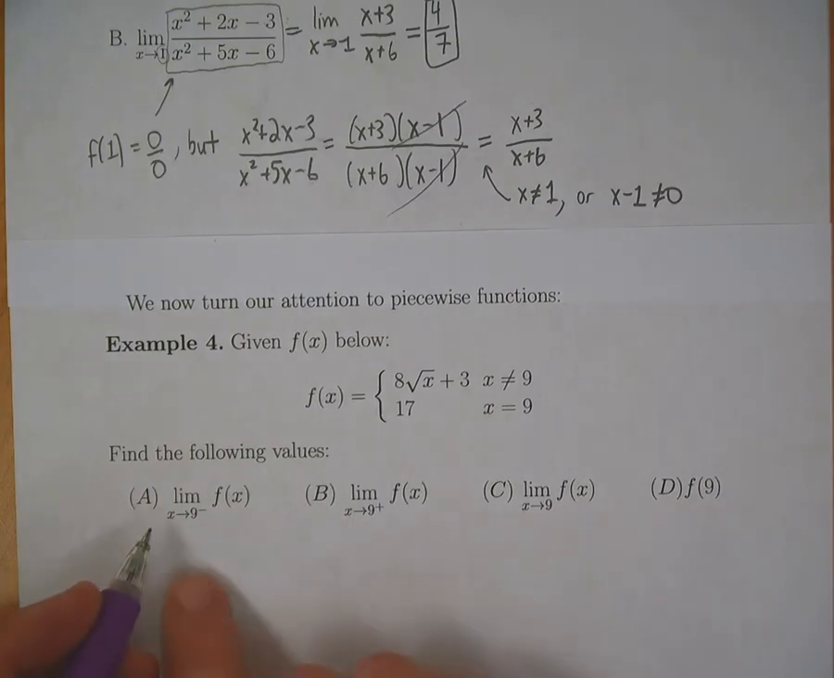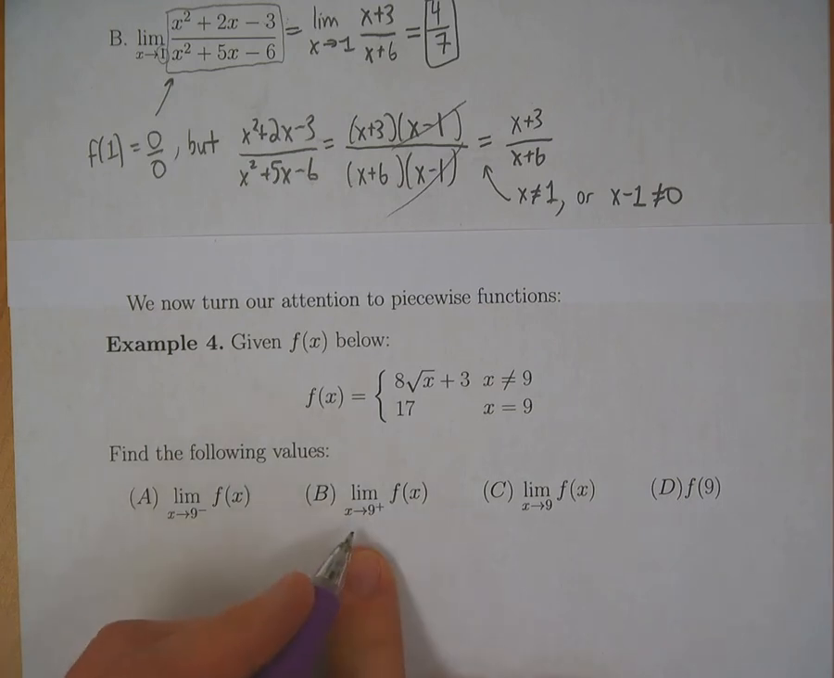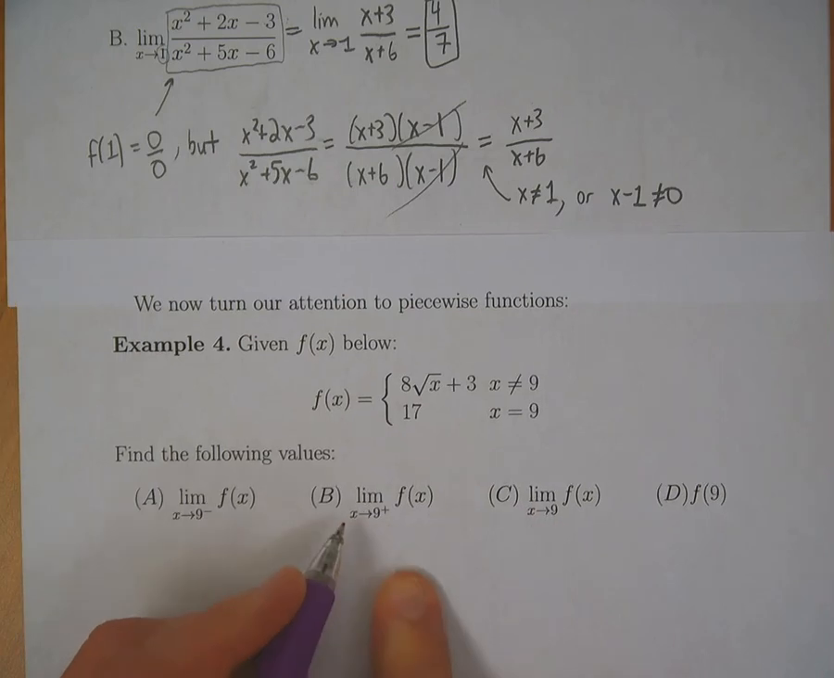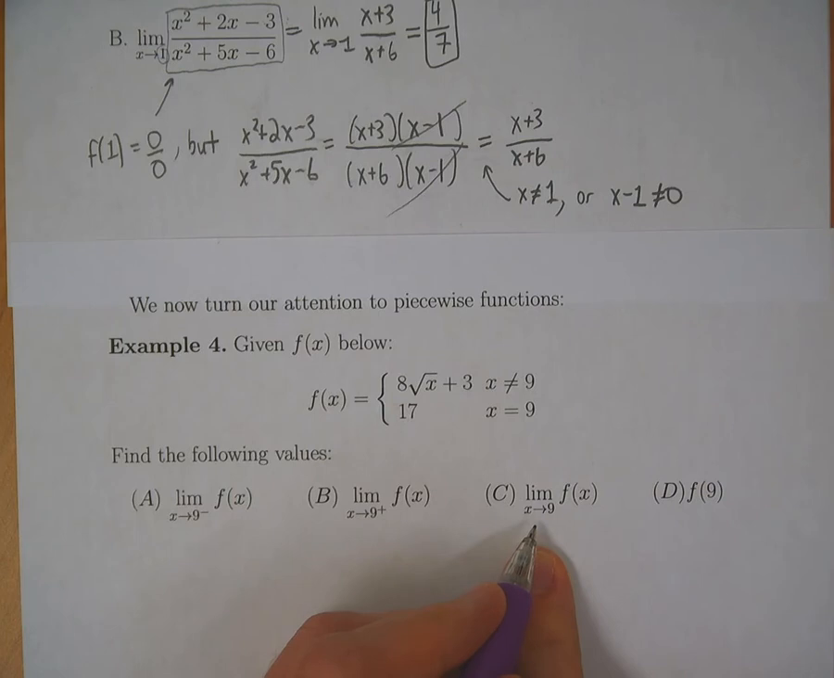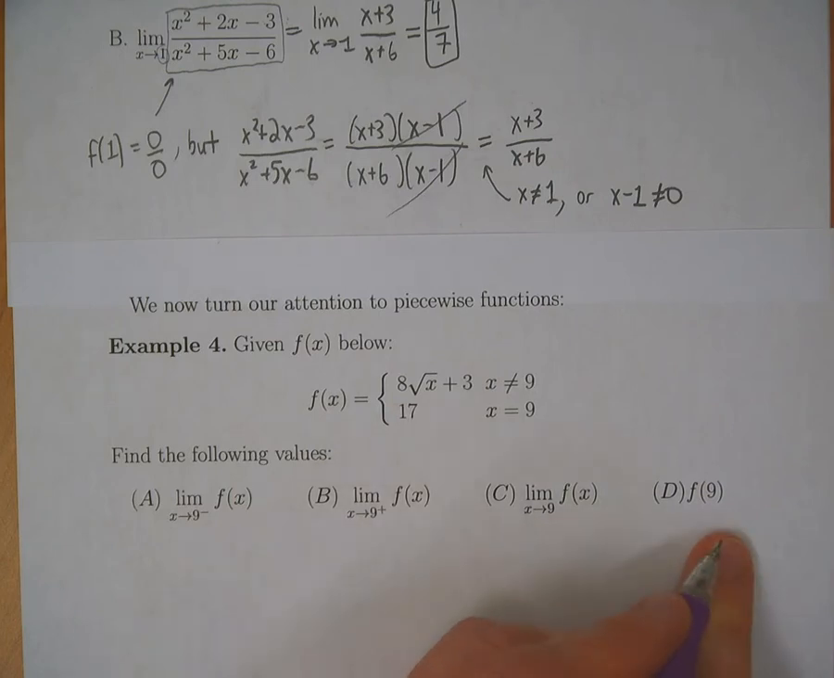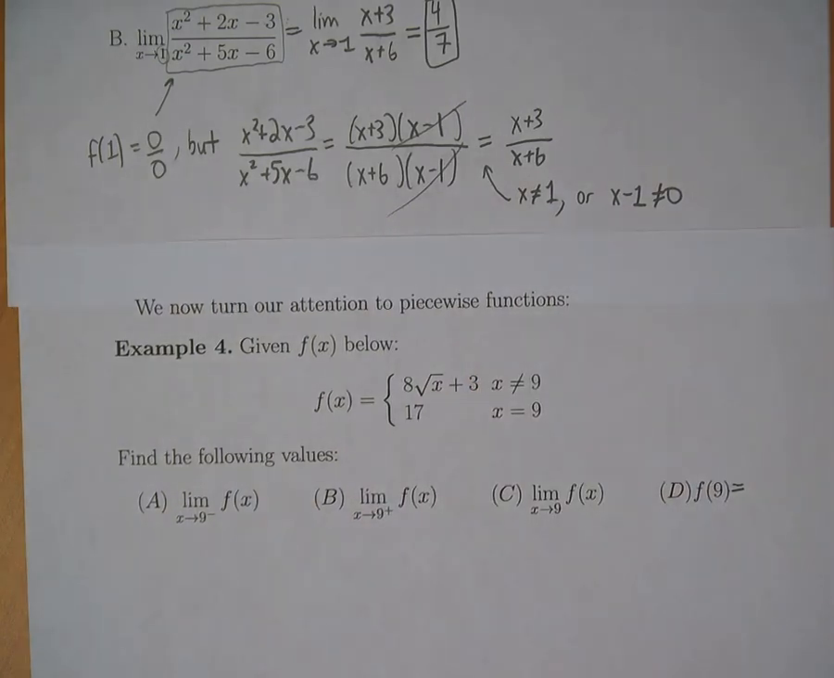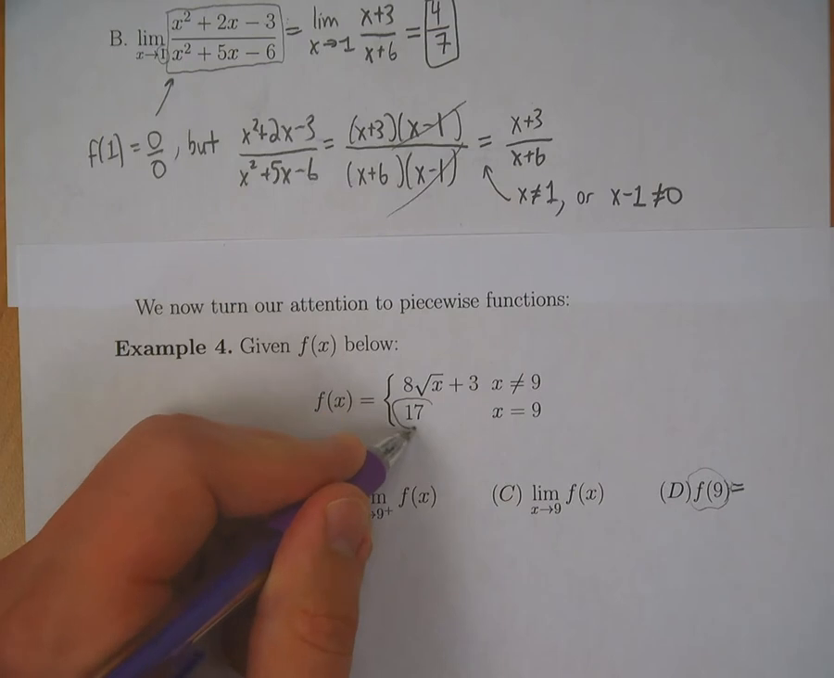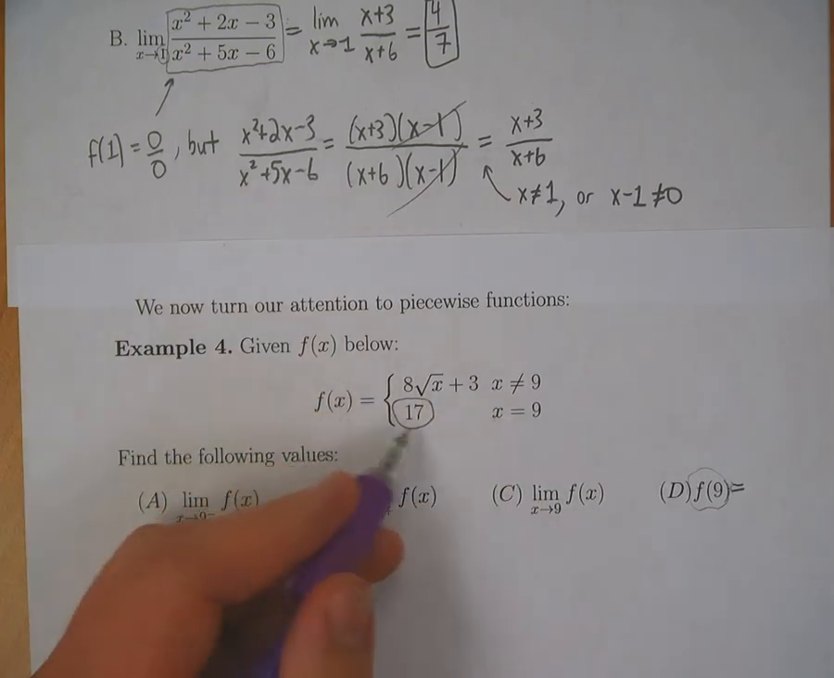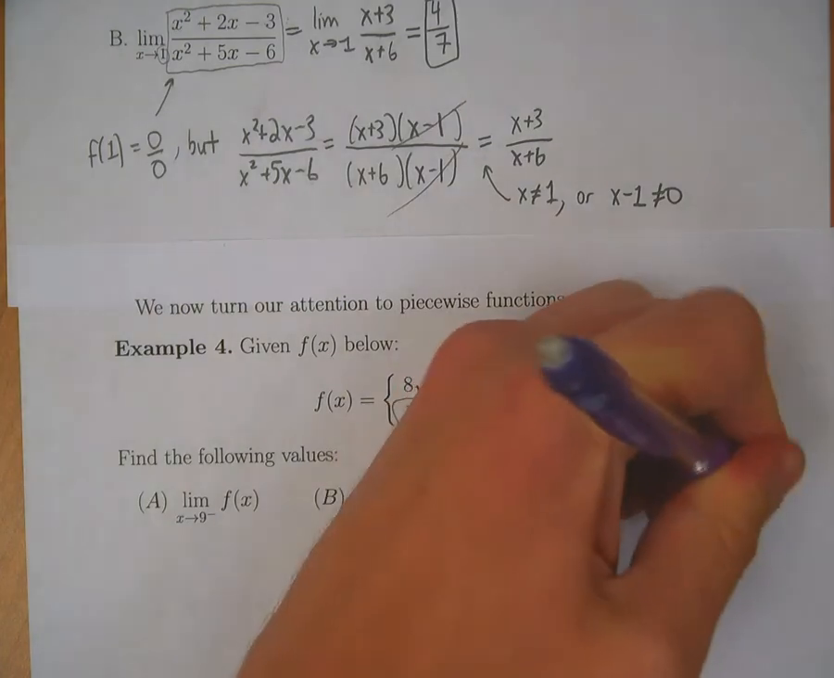We have to find the one-sided limit as x approaches 9 from the left, the one-sided limit as x approaches 9 from the right, and then the corresponding two-sided limit as x approaches 9 of f of x, and then the function value at x equals 9. So let's start with the easy one. If x equals 9, then f of 9 should equal what? 17. Yeah, 17. That comes straight from the way we constructed our function. So if x equals 9, then f of x equals 17. Nothing too crazy with that.